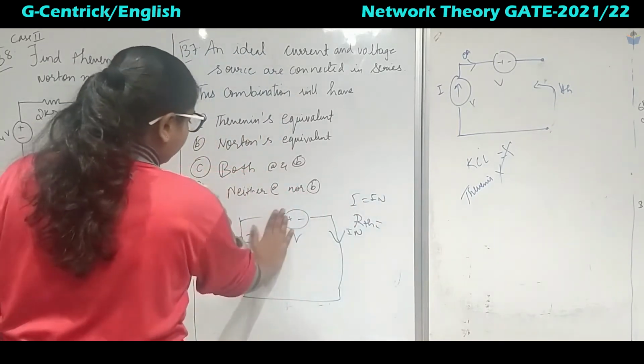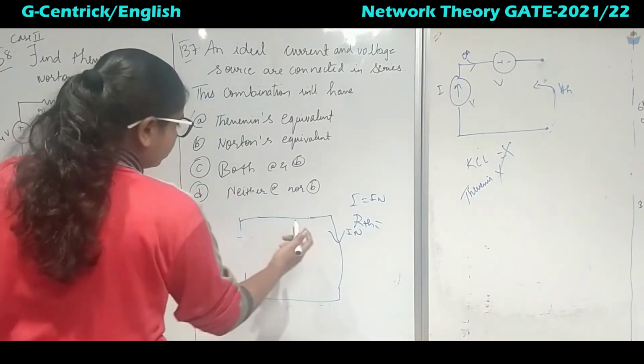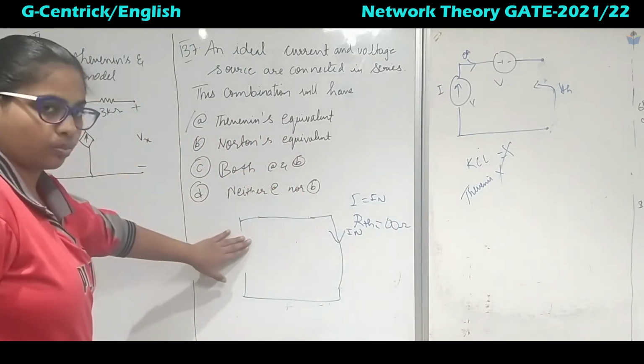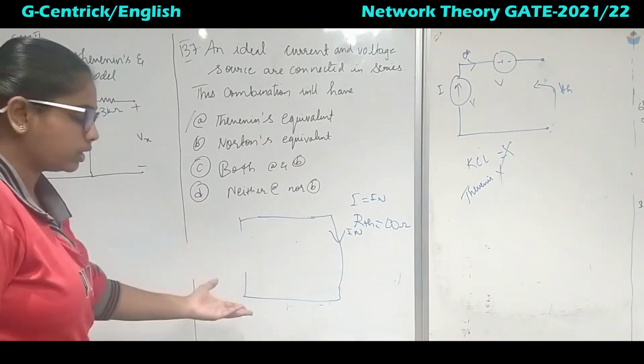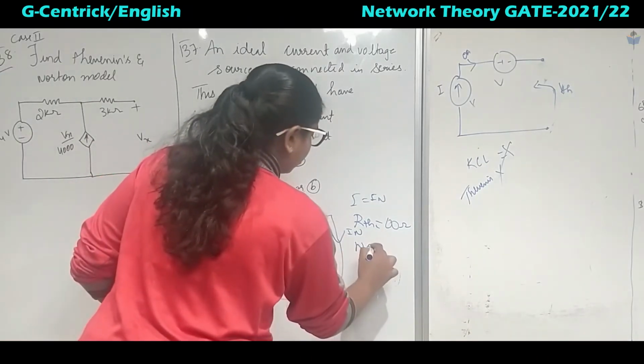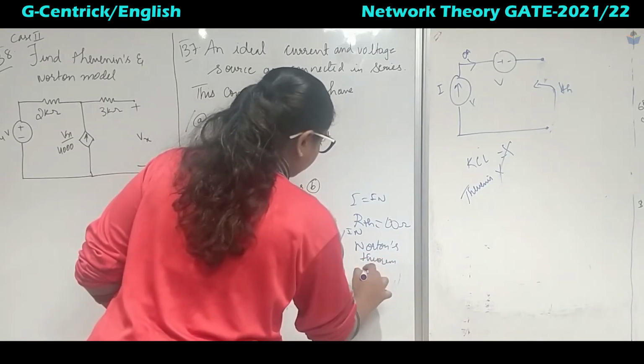So this one will be short and this one will be open. So RTH will be infinite ohms. Okay, since it is open, it will be infinite. No current will pass through the circuit. So what will happen here? Norton's theorem is valid.